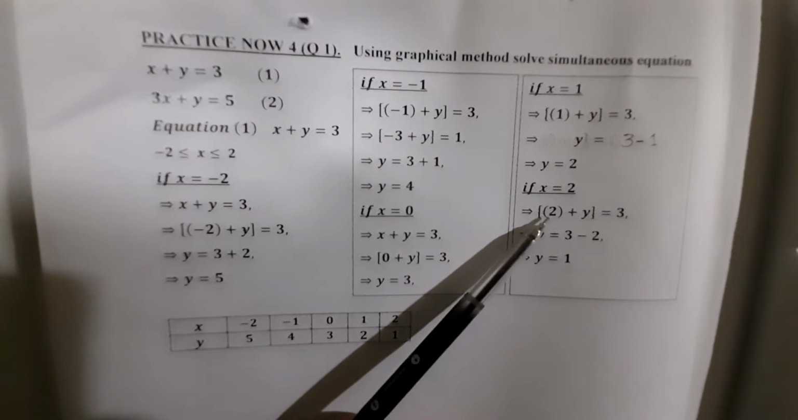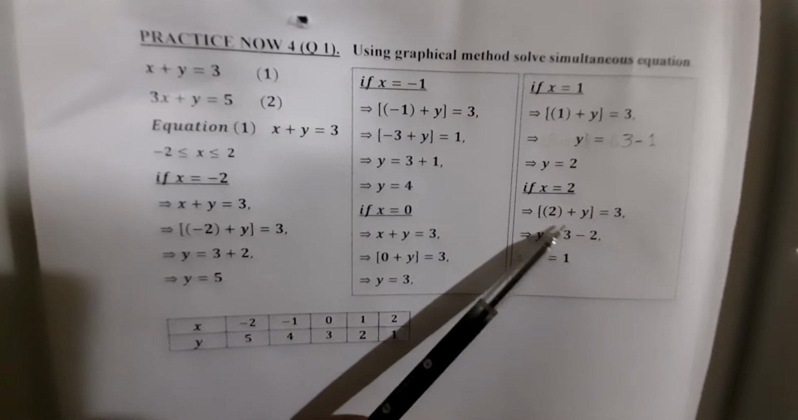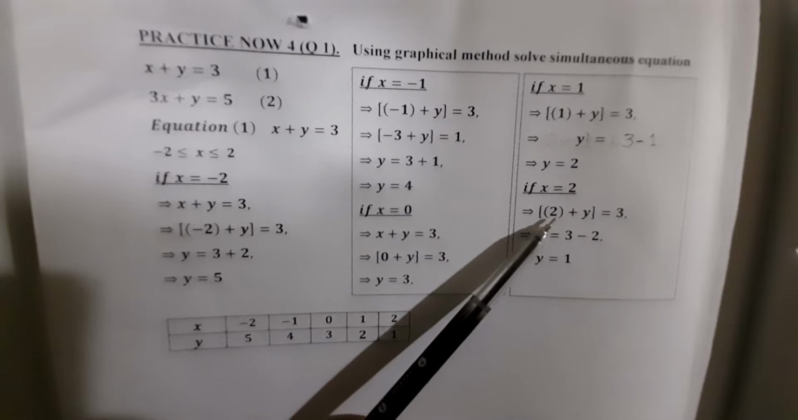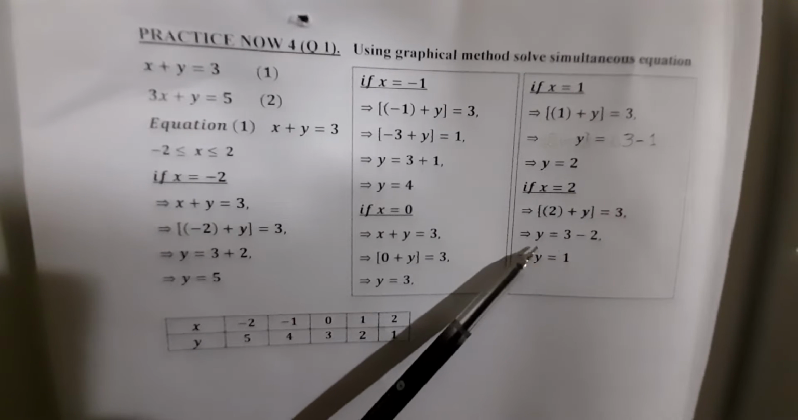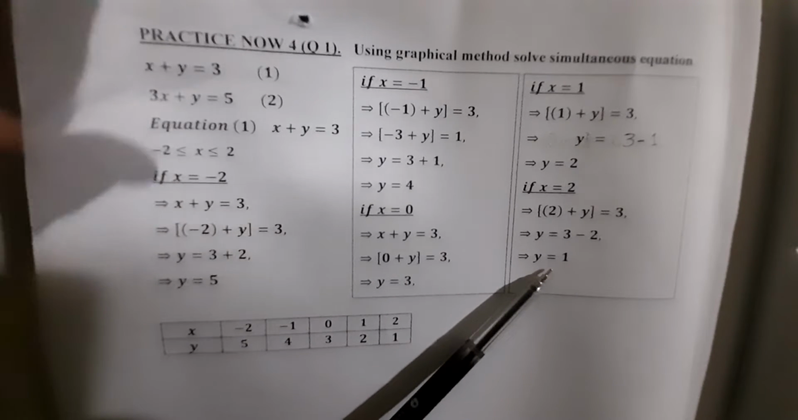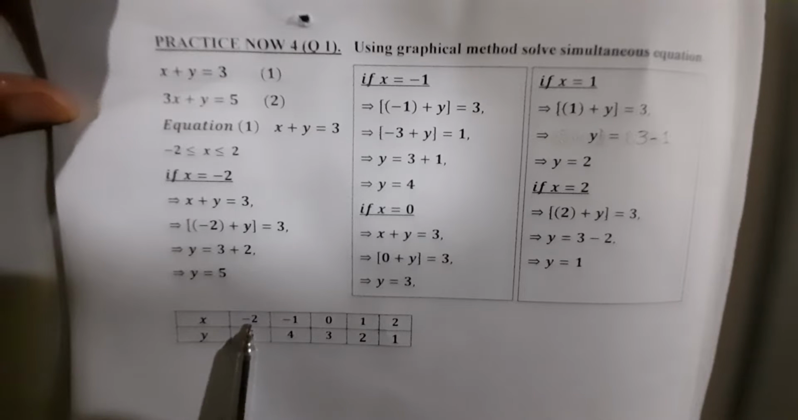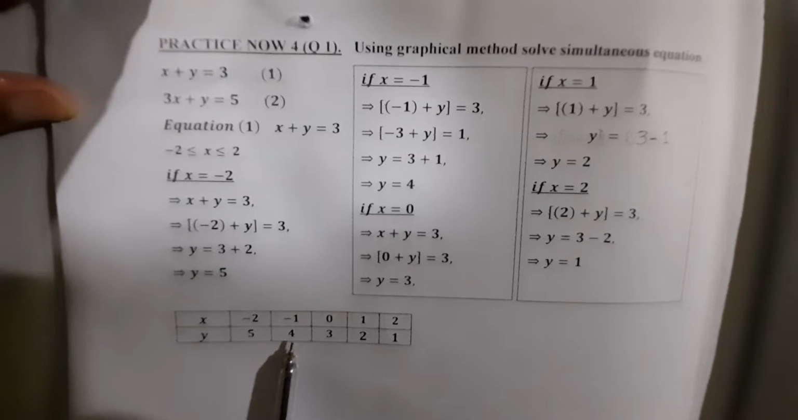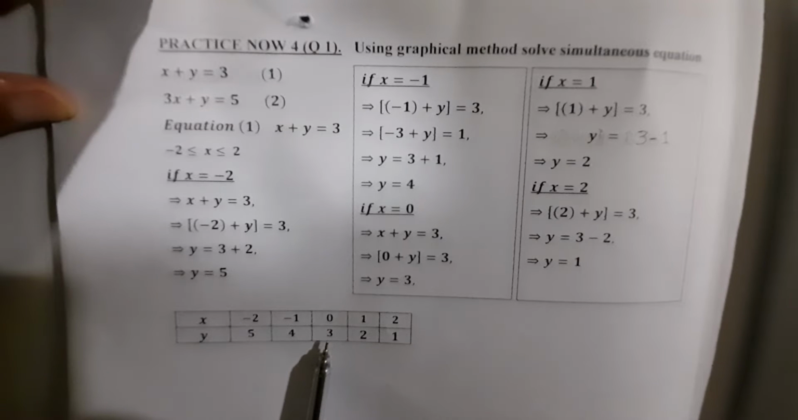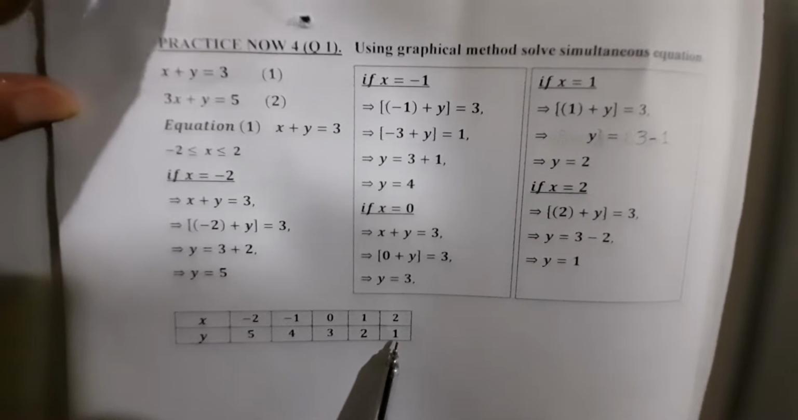If x is equal to 2, put 2 instead of x. So 2 plus y is equal to 3. We'll be moving 2 on the right hand side of the equalizer. So it will become -2. So y is equal to 3 minus 2, y is equal to 1. So now when we put the value of x equal to -2, y was 5, x -1, y 4, x 0, y 3, x 1, y 2, x 2, y 1.